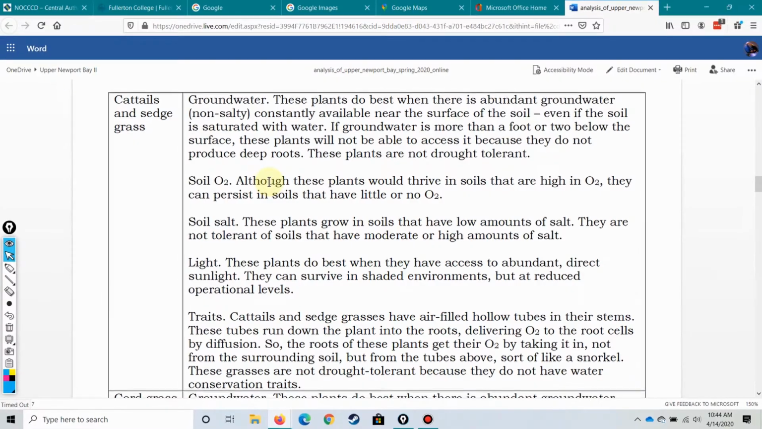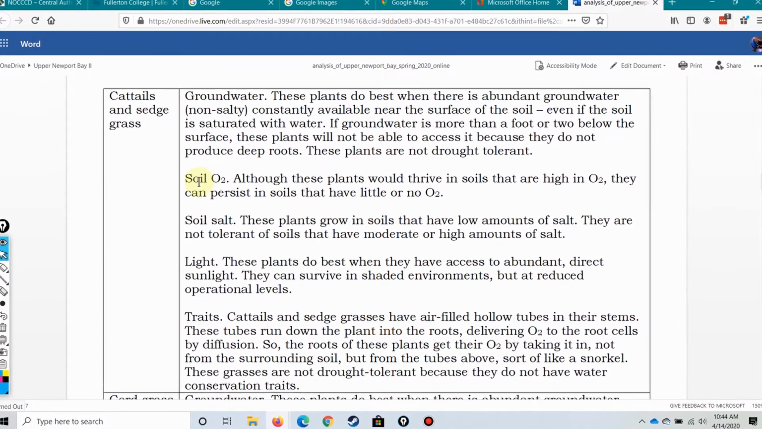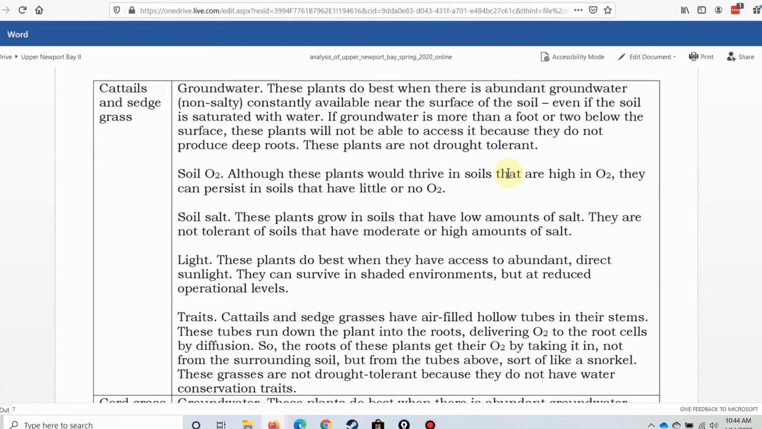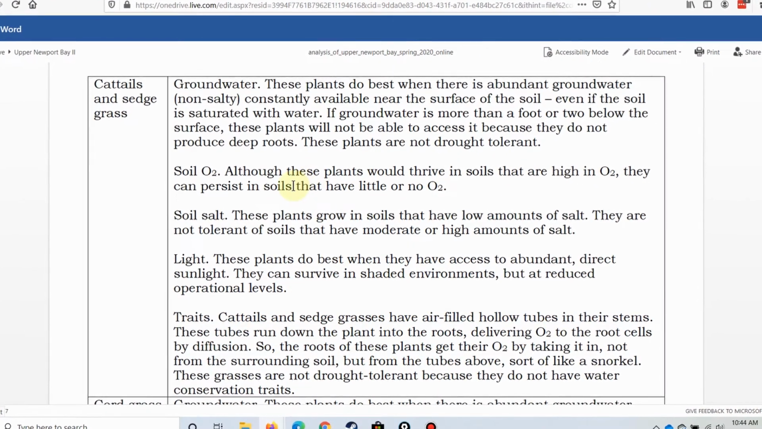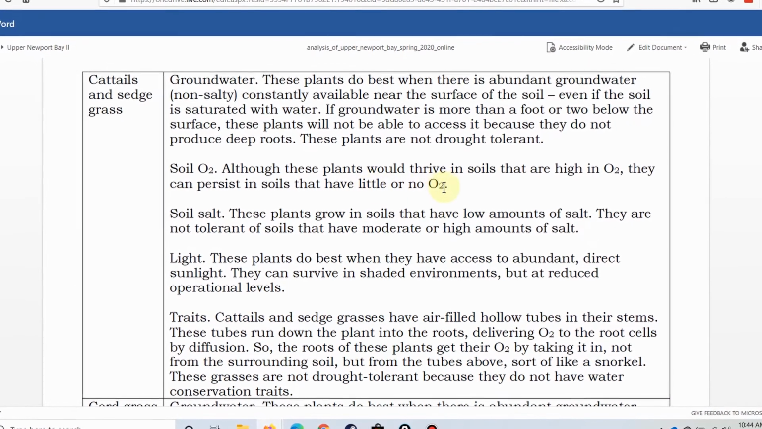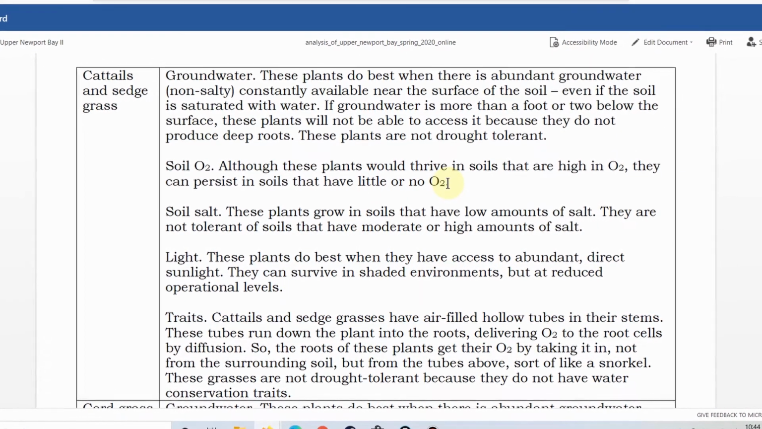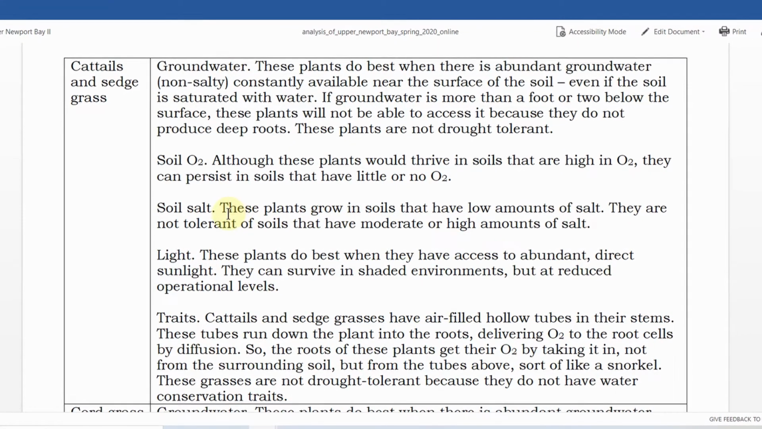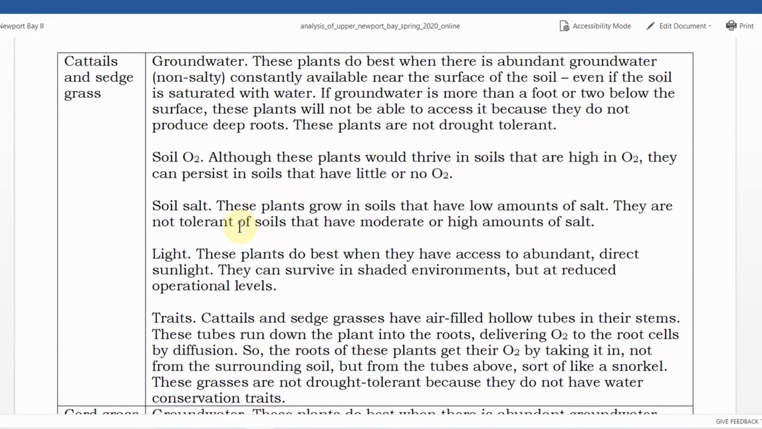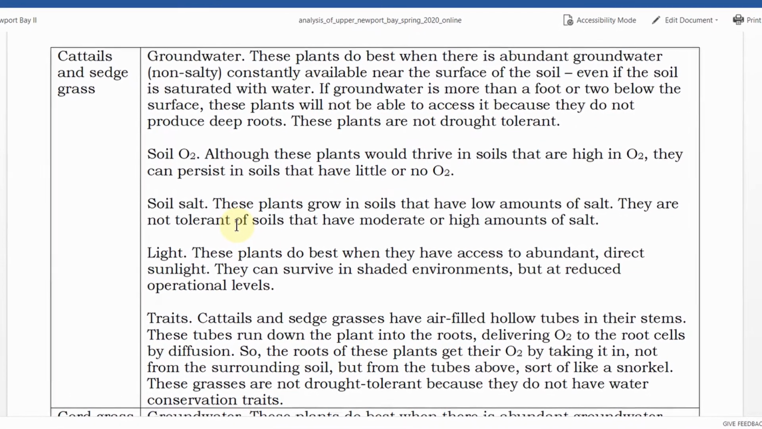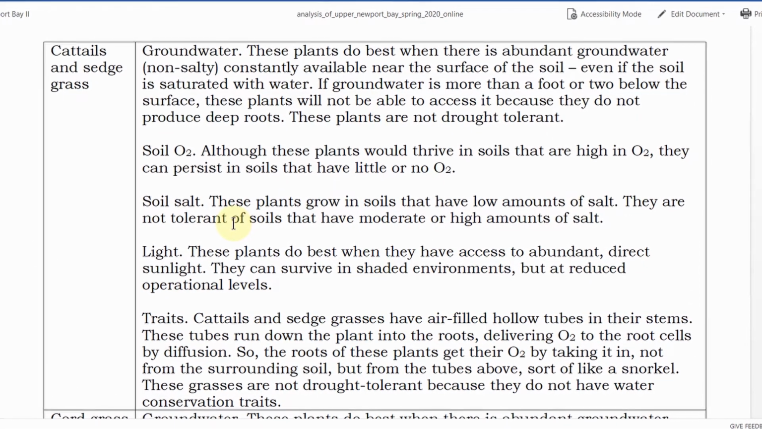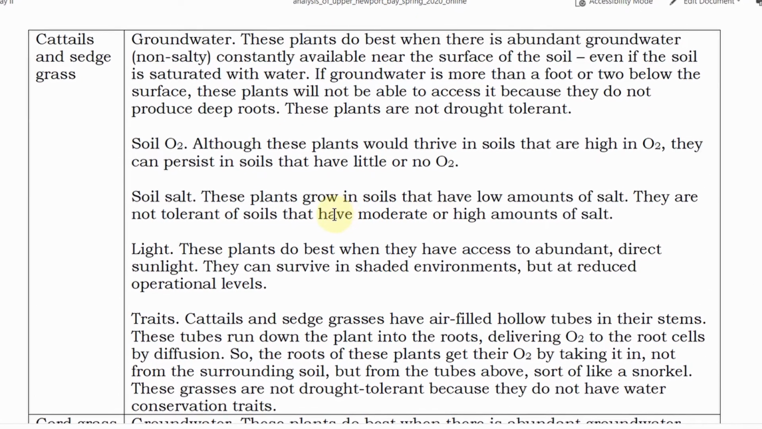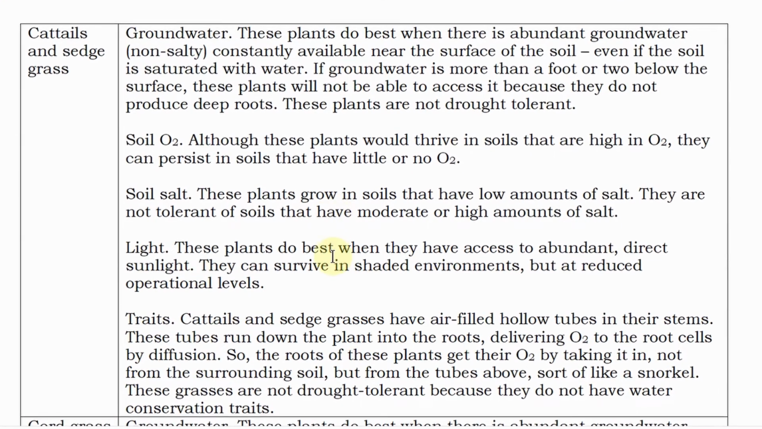Now, here's something interesting as far as soil oxygen. They would do well if there was a high amount of oxygen in the soil, but they can still persist in places that have little or no oxygen, which is kind of interesting how that happens. We'll talk about that in just a second. As far as soil salt, they do best when they're in low salt soils, and they really can't tolerate much salt at all. So they're kind of restricted to freshwater environments.